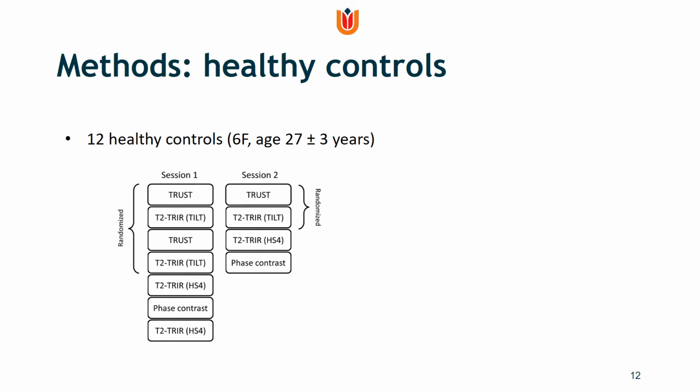all scans were repeated once more. We also acquired phase contrast scans to measure blood velocity, and unfortunately, due to our software patch, the TRIR scans with the hyperbolic second pulse had to be performed at the end of each session and could therefore not be randomized as was done for the other scans.